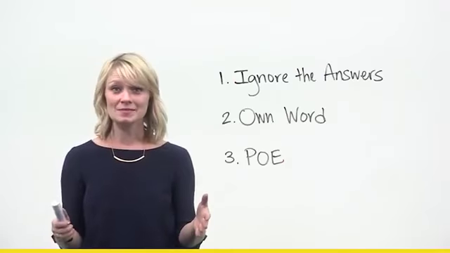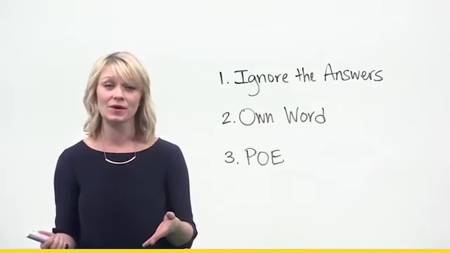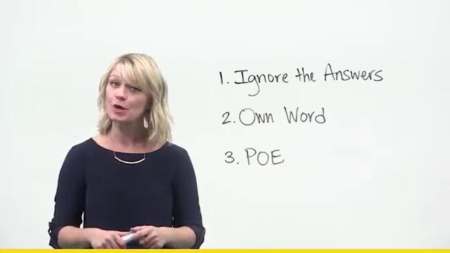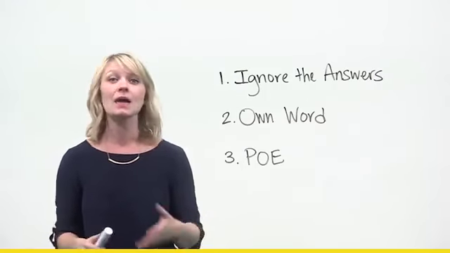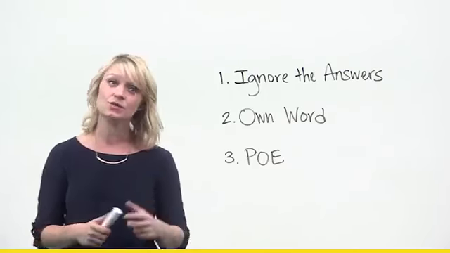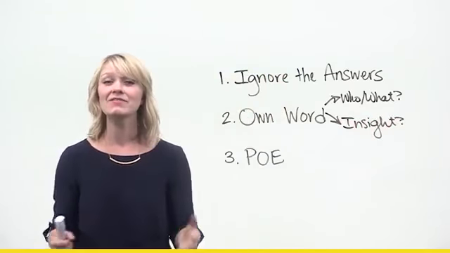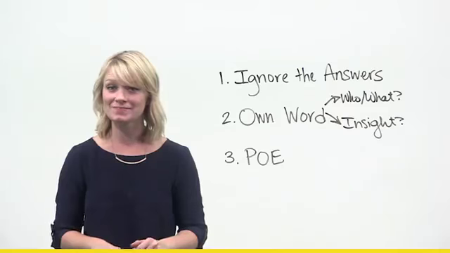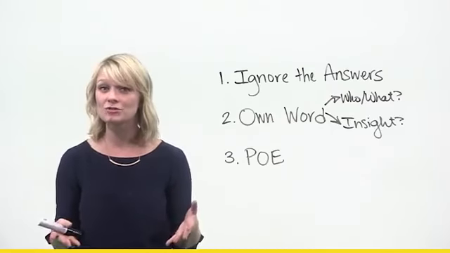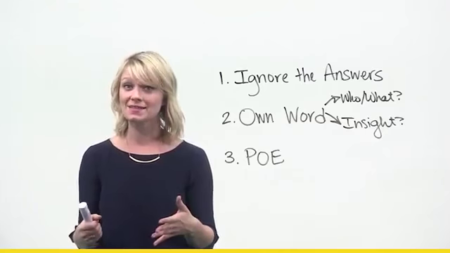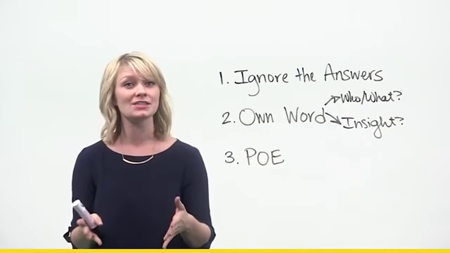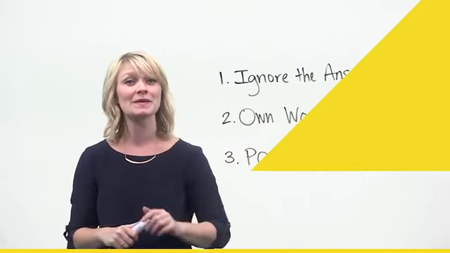2 or 3 blank text completion questions aren't any harder than 1 blank questions as long as you follow the same basic approach. Ignore the answers, come up with your own word, and for that you ask those 2 questions. Who or what is this blank describing? And what insight does the sentence give us into that thing? And then finally, POE the answers. Now keep in mind, the GRE doesn't give partial credit for questions. So if you're going to work a text completion question, make sure you give equal attention to each of the blanks so that you can be sure to pick up those points.